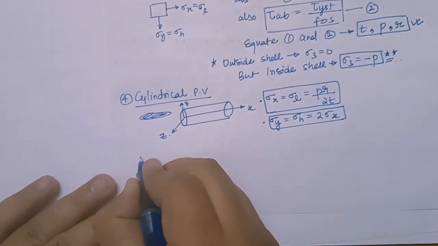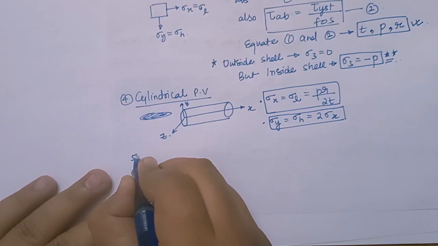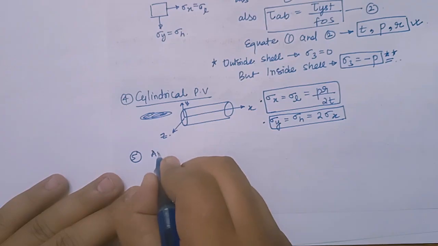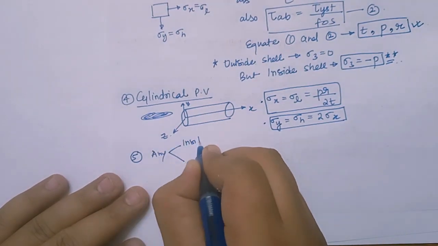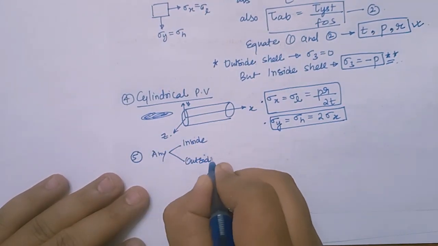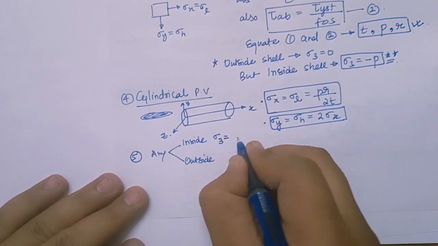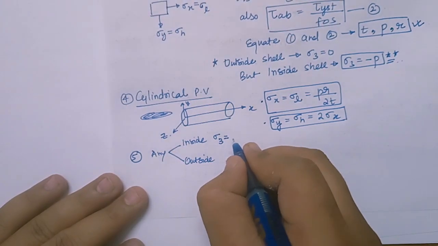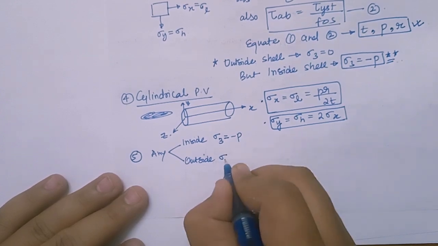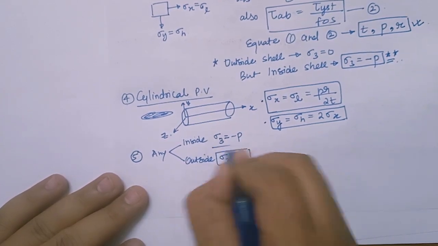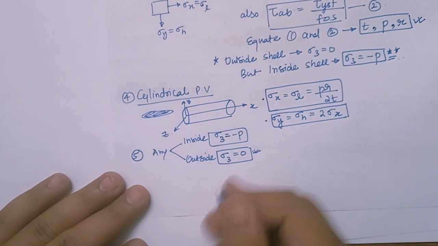Now if I talk about its design criteria, here also we can do 2 things. If I want analysis, I have 2 cases, inside and outside. If I'm inside, then sigma 3 will be minus P, and outside there is no sigma 3, so sigma 3 is 0. Outside is generally the condition that comes. Inside will be very much complex.